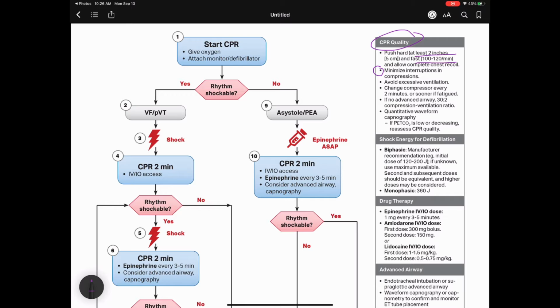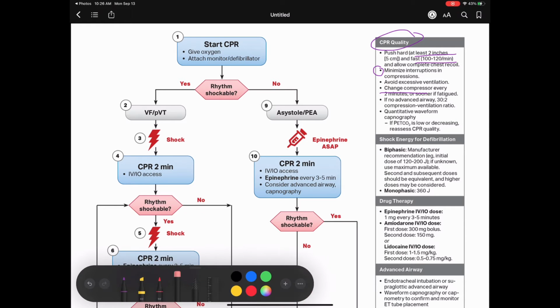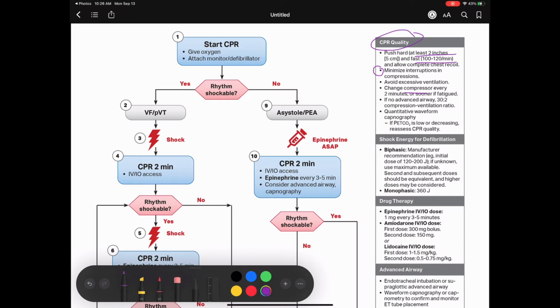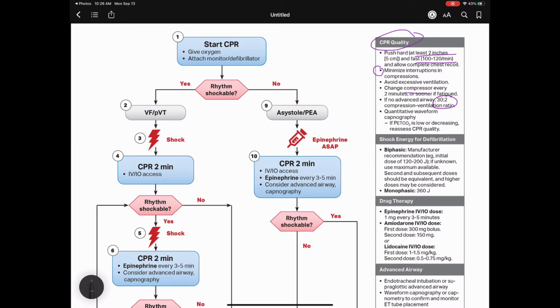Minimize interruptions in compressions. Avoid excessive ventilation. Change compressor every 2 minutes or sooner if fatigued. If there is no advanced airway like ET tube, provide 30:2 compression ventilation ratio. Quantitative waveform capnography should be followed, which means if PaCO2 is low or decreasing, reassess CPR quality.